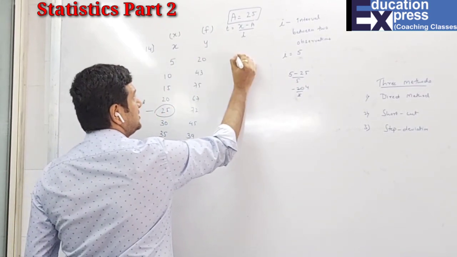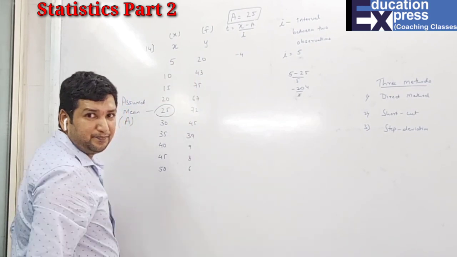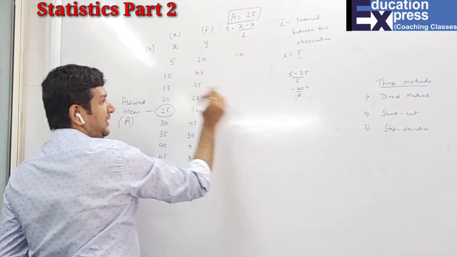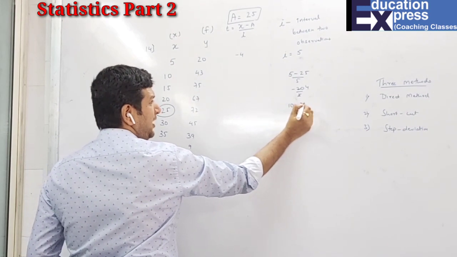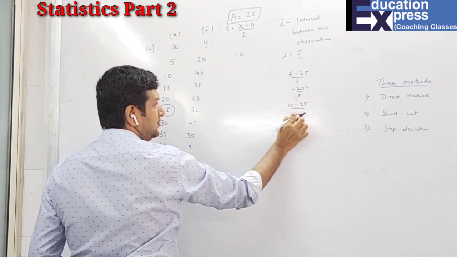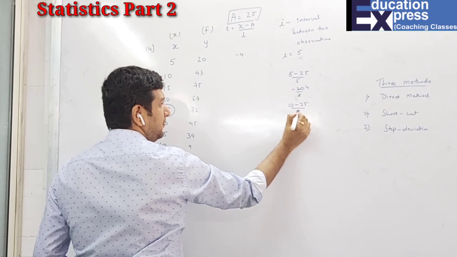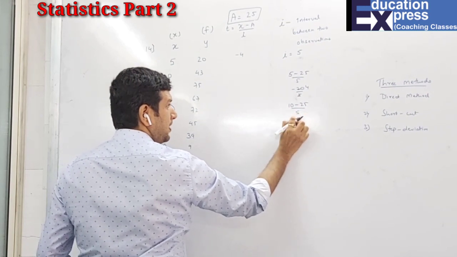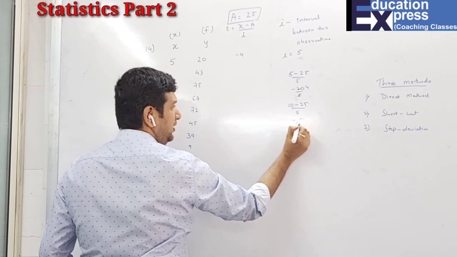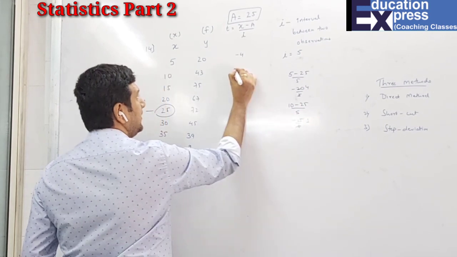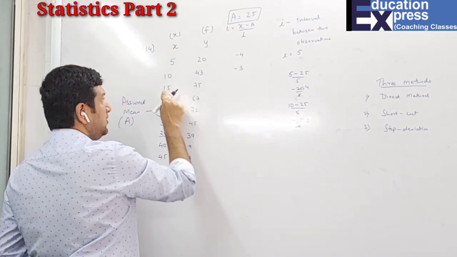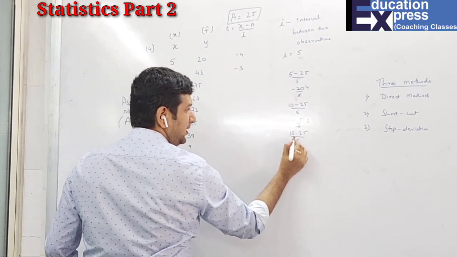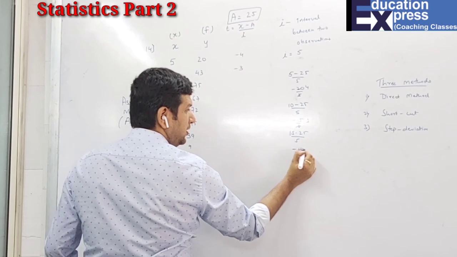That means your first is minus 4. Second, now what is x, students? 10. A will be 25 only, and I is how much? 5. So 10 minus 25 is minus 15, minus 15 upon 5 is minus 3. Then 15 minus 25 upon 5, that is minus 10 upon 5, minus 2.